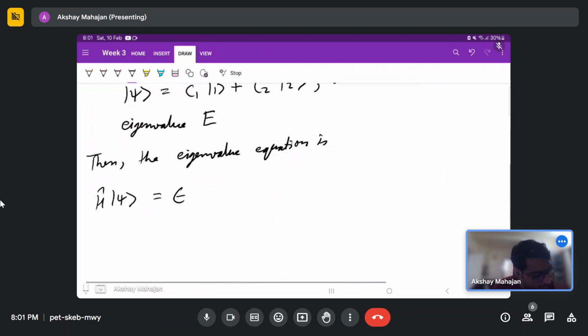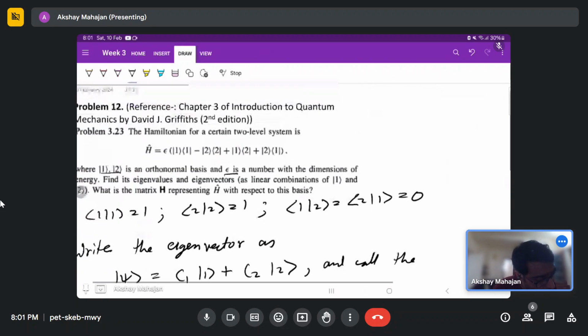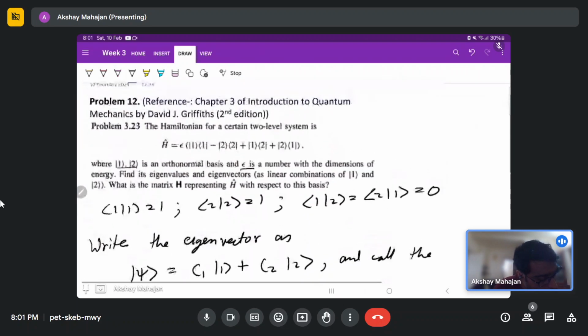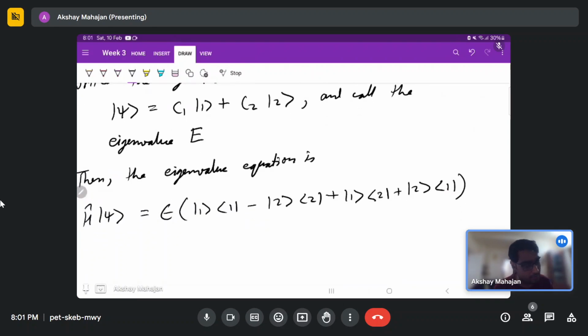So h cap is given to us. I will write h cap as epsilon times ket 1 bra 1 minus ket 2 bra 2 plus ket 1 bra 2, and we have ket 2 bra 1. This is our h cap that is given to us, times our psi, and psi we are taking as C1 times ket 1 plus C2 times ket 2.